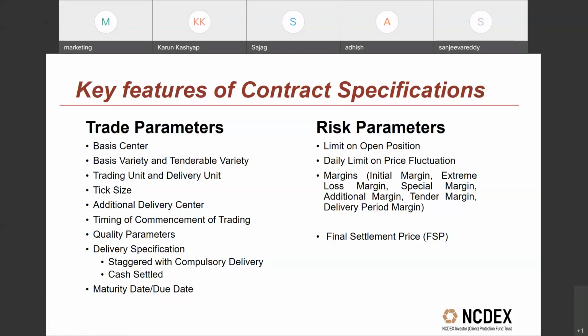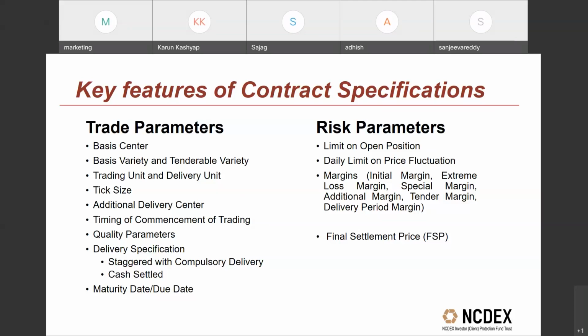And maturity date, due date, or expiry date, which is the last day of the trade. So these are the trade parameters on the basis of which the trade happens.